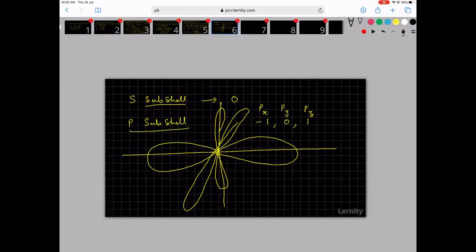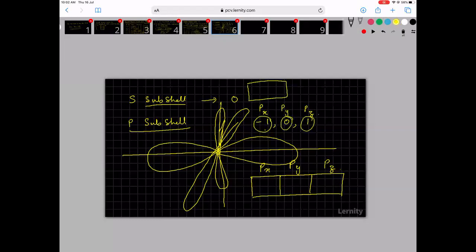That means there are 3 types of P shells. One is along the x-axis, one is along the y-axis, one is along the z-axis. Which one is along what, we don't need. That is not important. So what you need to understand is that in the P shell, there are 3 compartments. One is called the Px, one is called the Py, one is called the Pz. These names are also not important. You just need to know that there are 3 compartments. Then you need to know in the S shell there is only one. But in the P shell, corresponding to these 3, there are 3 compartments.